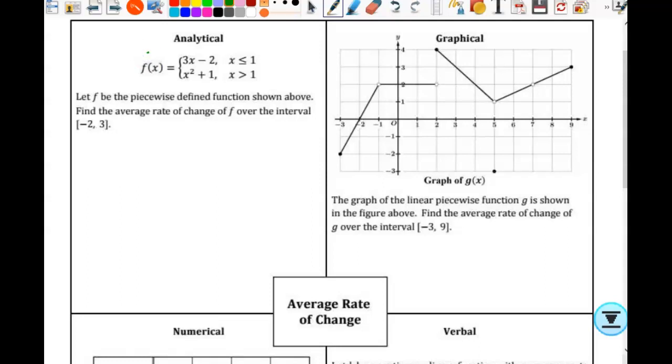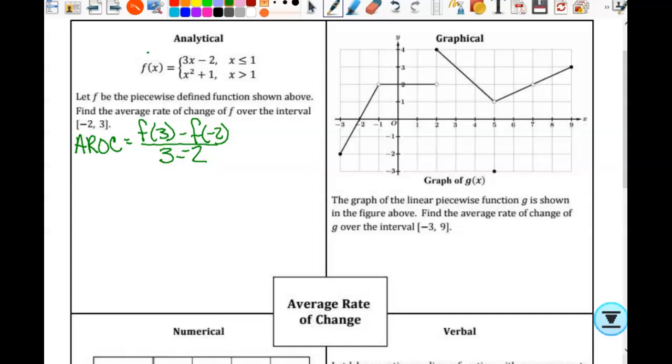Absolutely. So it says, here's a piecewise function. Find the average rate of change of f over this interval. So my average rate of change is, here's my interval. I need f of 3 minus f of -2 over 3 minus a -2. Who cares if you don't understand the rest? That you should be able to get done.